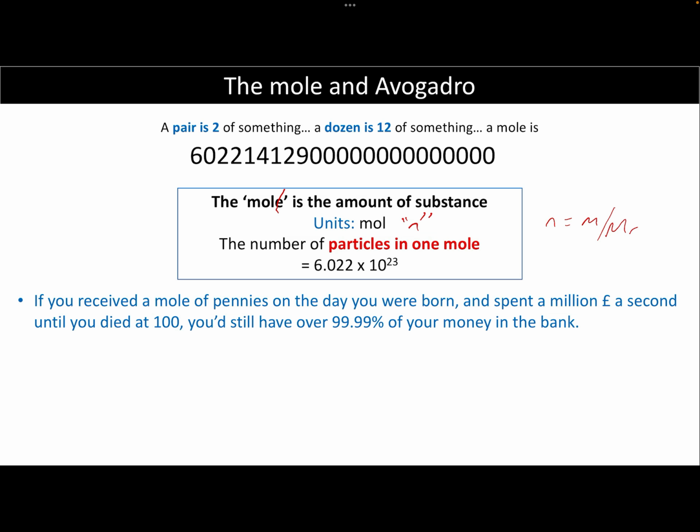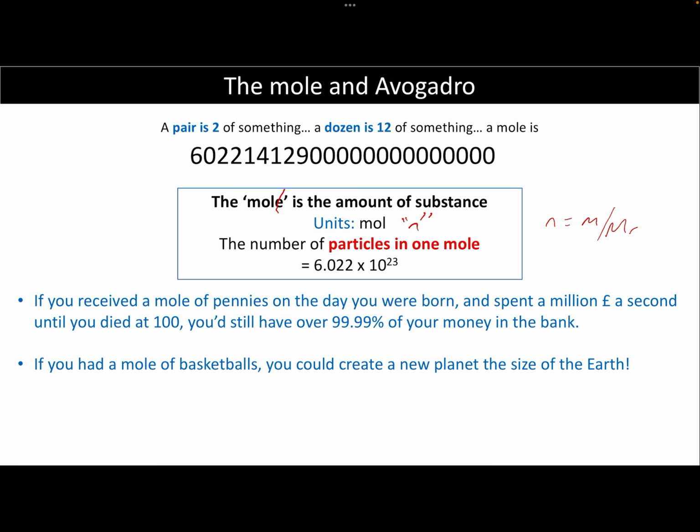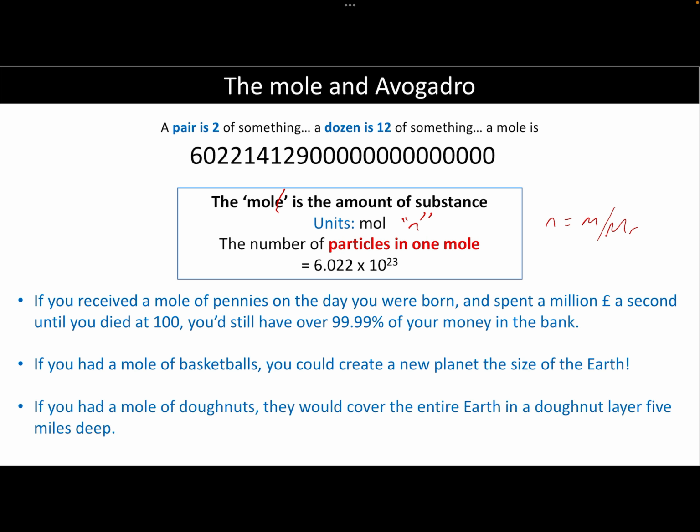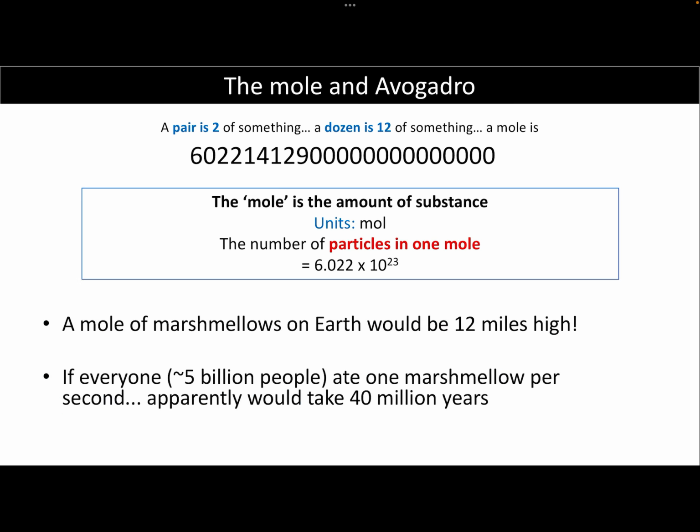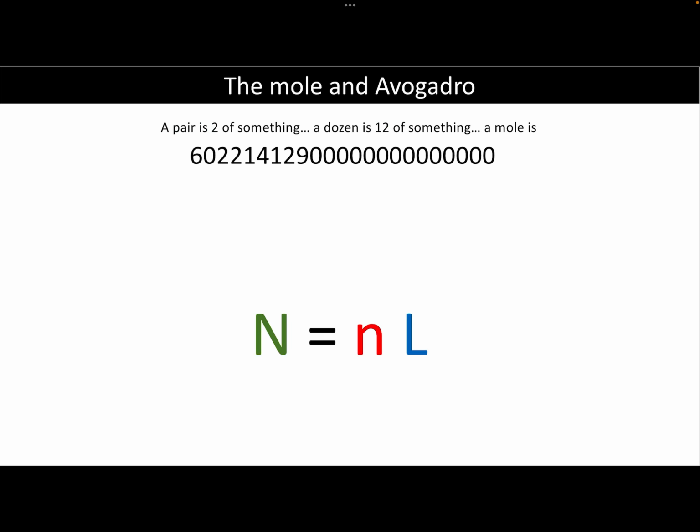As a fun fact, if you received a mole of pennies on the day you were born and spent £1 million a second until you died at 100, you'd still have over 99.99% of your money in the bank. If you had a mole of basketballs, you could create a new planet the size of Earth. If you had a mole of donuts, they would cover the entire Earth in a donut layer 5 miles deep. A mole of marshmallows on Earth would be 12 miles high, and if everyone on the planet, about 5 billion people, ate 1 marshmallow per second, apparently it would take about 40 million years, and that's without any toilet breaks. That's quite a long time.